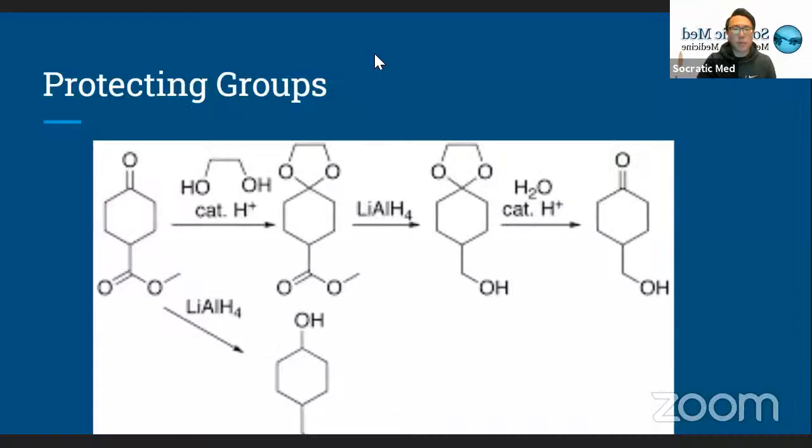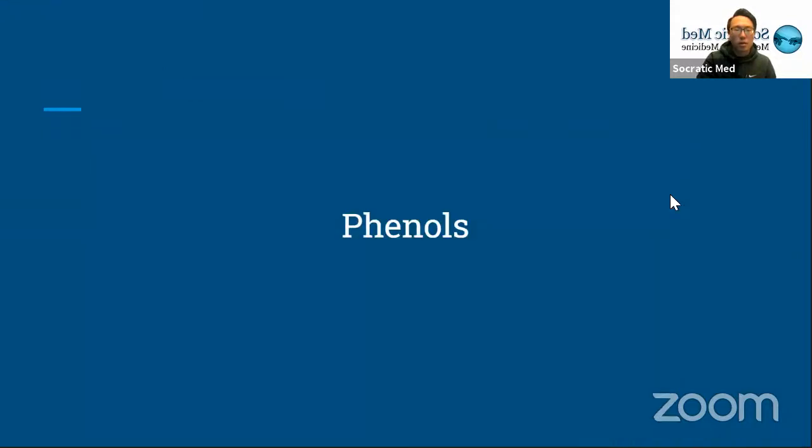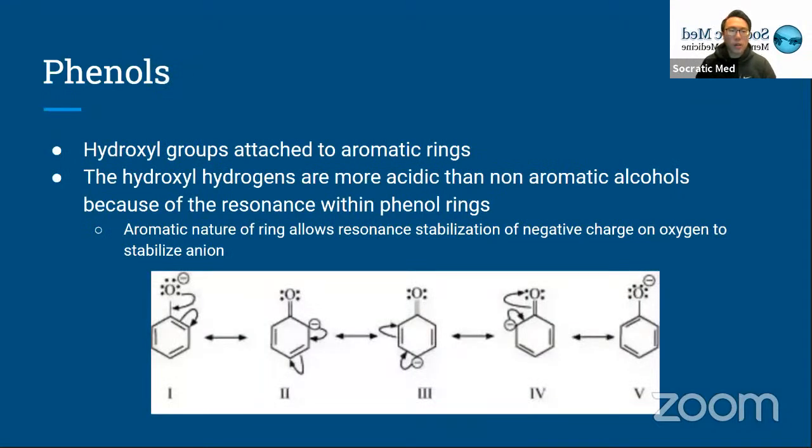Okay. So that is protecting groups for alcohols. Next, I'm going to go into phenols. So phenols are hydroxyl groups attached to aromatic rings. So they're alcohol groups that are attached to a benzene ring.